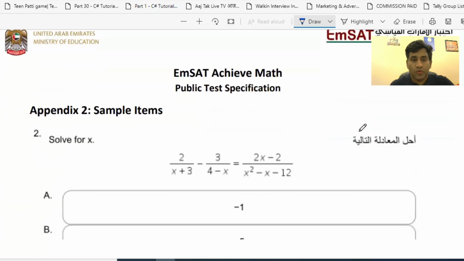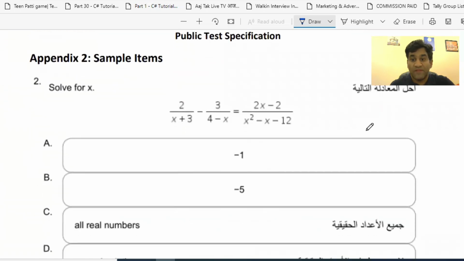Let's go to the next question. This is solve for x. It's basically algebra. While solving for x, whenever you add or subtract expressions which are in fractional form, you have to make a common denominator. That is the rule. Then how do I make the common denominator here?